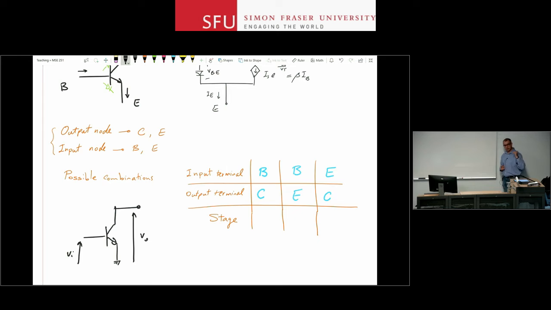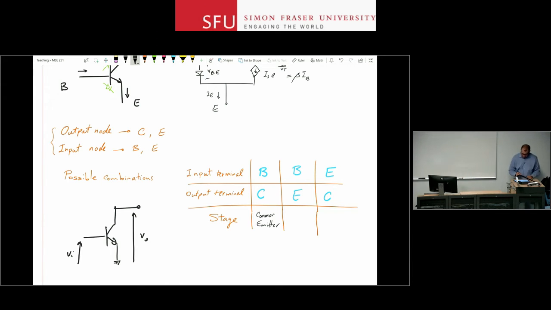VI is between ground and base. VO is between ground and collector. If you look at this configuration, the emitter is basically connected to the middle point, right? So it's ground for both of them. So it's as if the emitter is the common node between the input and output. So I'll call this the common emitter stage. If it was a MOSFET, it would be called a common source stage.